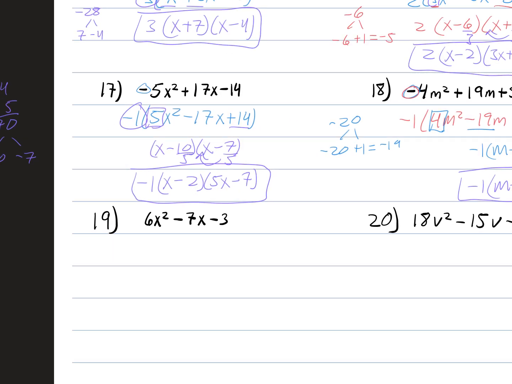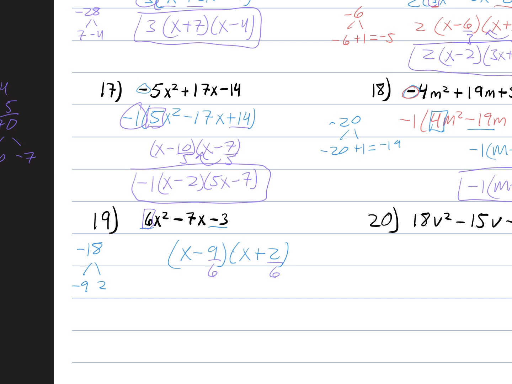All right, over here, I don't have a negative in the front, so I just check if there's a common factor. Between 6, 7, and 3, I don't have a common factor, so I'm just going to do 6 times negative 3, which is negative 18. I want factors of negative 18 that add to negative 7. That's going to be a negative 9 and a positive 2. All right, so I'm going to get an x minus 9, x plus 2.